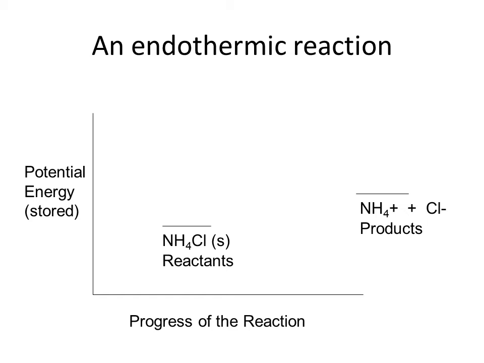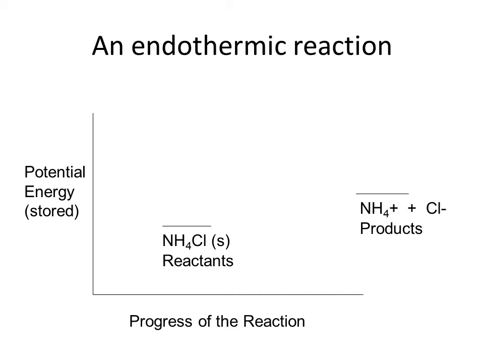On the y-axis is the potential energy, the stored energy, and on the x-axis is the progress of the reaction. The reactants are at a lower energy than the products because energy is being put into the products as a reaction proceeds. So kinetic energy is being changed to potential energy and being stored in the products.